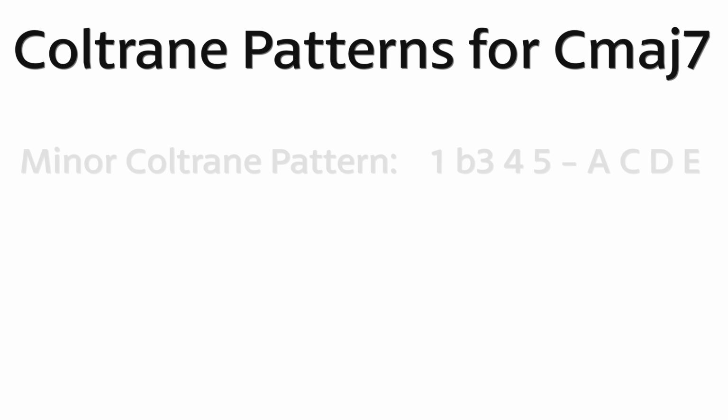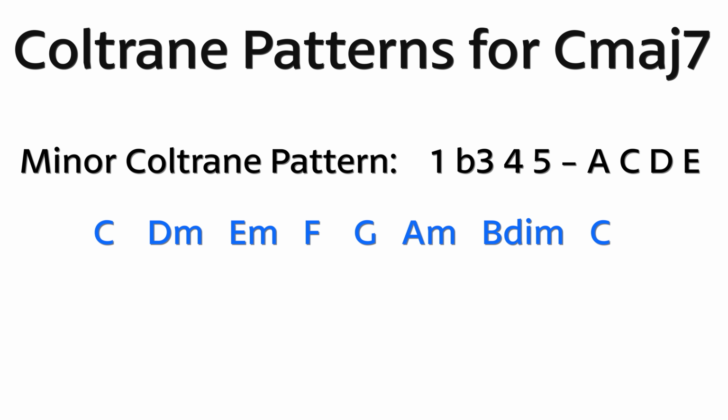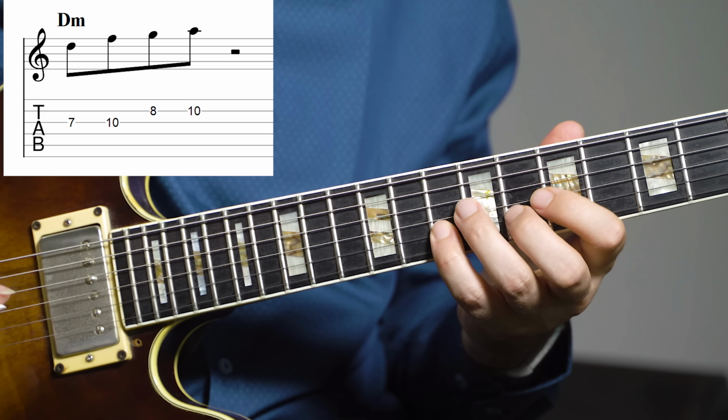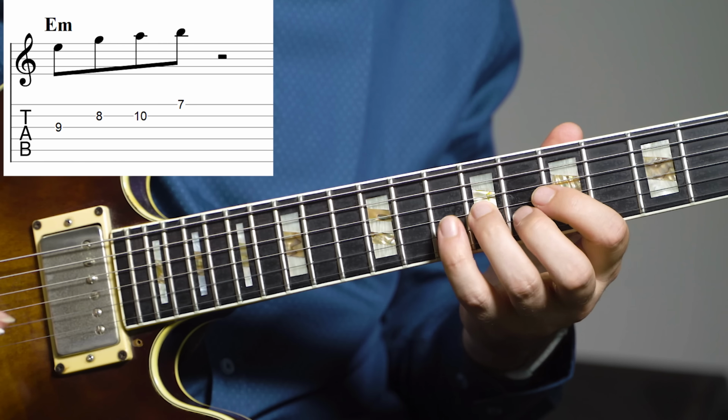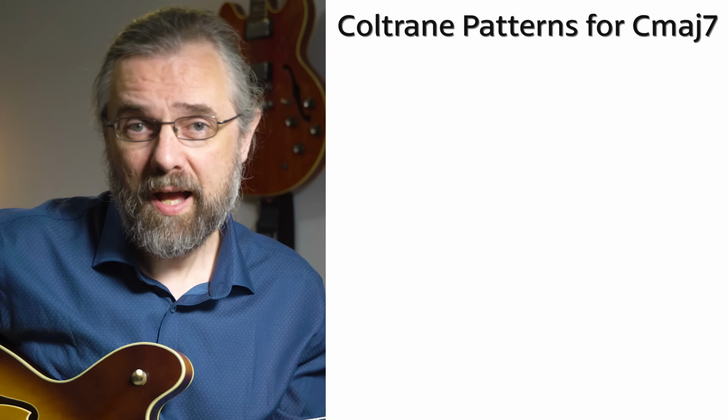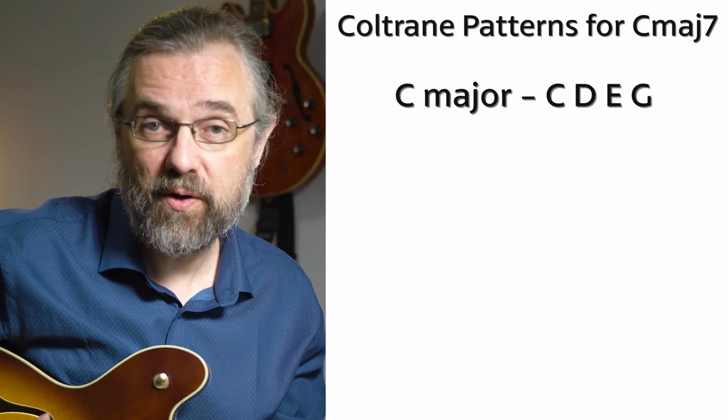In the same way, we can use the minor triads, and we have 3 minor triads. We have A minor, D minor, and E minor. And we can make a Coltrane pattern for each of those as well. So A minor, D minor, and E minor. So now we have 6 Coltrane patterns within the scale, and we need to look at which ones we want to use on our C major 7.